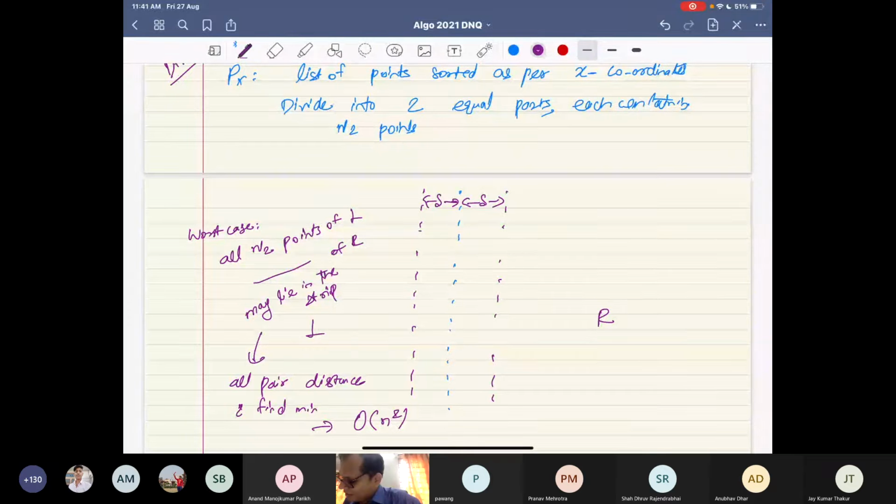We first divided the plane about this line parallel to the y-axis and then about the x-axis, and do the same process, sir. And whatever the minimum of both is, that would be the answer. Like for the x-axis line, delta 1 would be there, and for the y-axis line, delta 2 would be there.